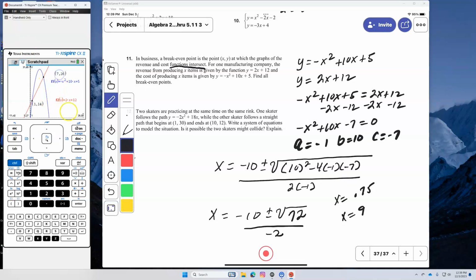And the 7. So obviously we did something wrong here. I've got to make sure that I wrote this right. So you have negative x squared plus 10x plus 5. And this is 2x plus 12. So we have negative 1 is a, b is 10. Oh, c, I put negative 7. Should have been 5 here. So, no, I take that back. It should be negative 7.